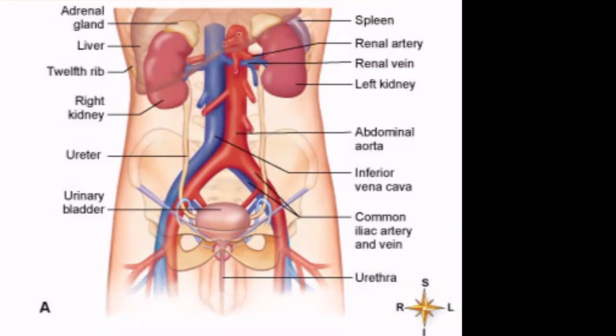Now, even though the kidneys are higher up in the body and the bladder is lower in the body, and these tubes, the ureters, connect the kidneys to the bladder, you'd think that urine just drains right down into the bladder, kind of like water running down a gutter in the house. But this is not a gravity-fed system. Urine is actually propelled down the ureters into the urinary bladder.